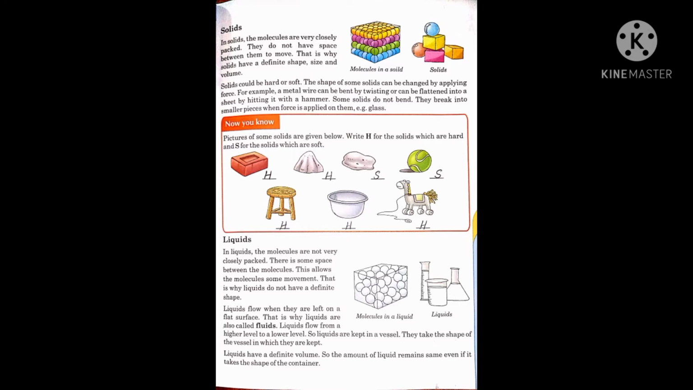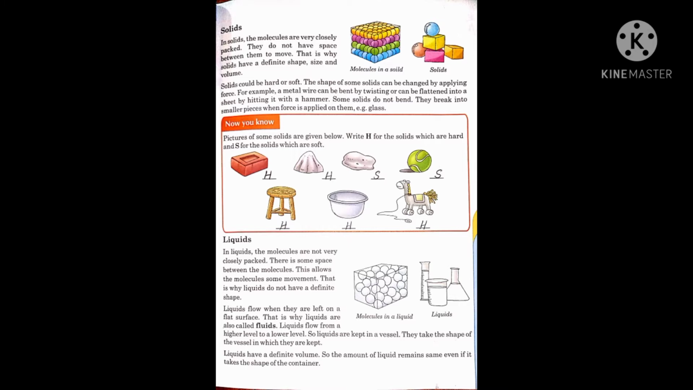After that we are going to learn about liquids. In liquids the molecules are not very closely packed. There is some space between the molecules. This allows the molecules some movement. That is why liquids do not have a definite shape. Liquids flow when they are left on a flat surface. That is why liquids are also called fluids. Liquids flow from a higher level to a lower level. So, liquids are kept in a vessel.